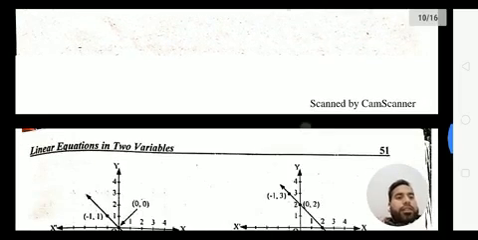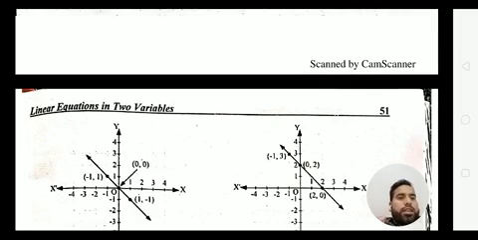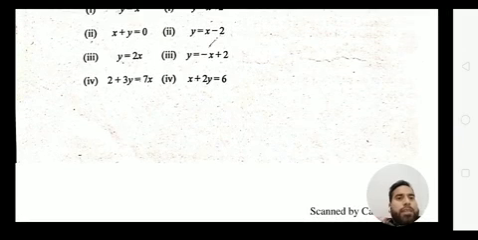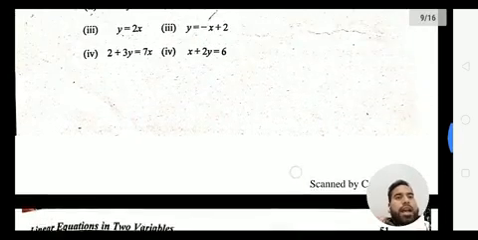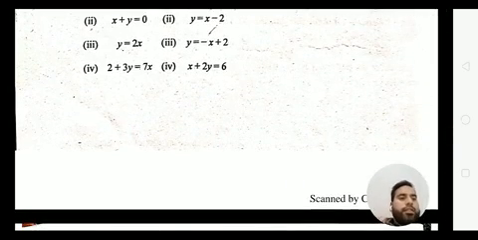Now let's check the third point, that is minus 1, 3. In place of x I have to put minus 1. What do I get? Minus into minus 1, minus minus is plus 1. 2 plus 1 is equal to 3, and in place of y I have to put 3. Obviously 3 equal to 3. LHS is equal to RHS. This means third is your solution.